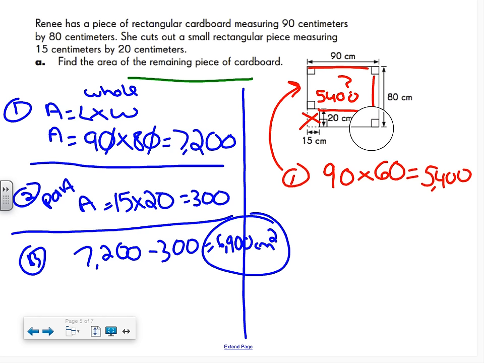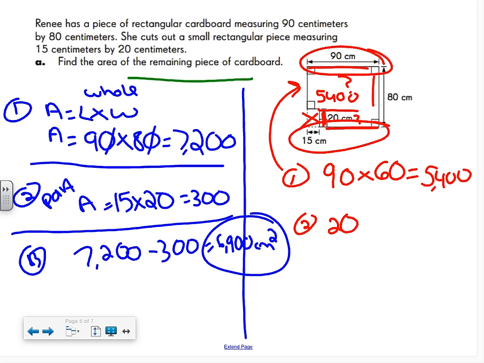Now I need to come down to the bottom and find the area of this smaller rectangle. I see right here the width is 20, and I have to figure out the length. This whole side's 90, but I don't care about this 15 because I got rid of it, so I subtract 90 minus 15, which is 75. So I have 20 times my length of 75, and multiplying it, that's 1,500.